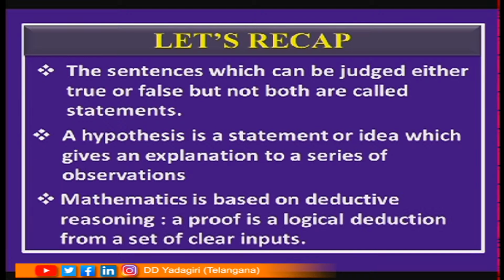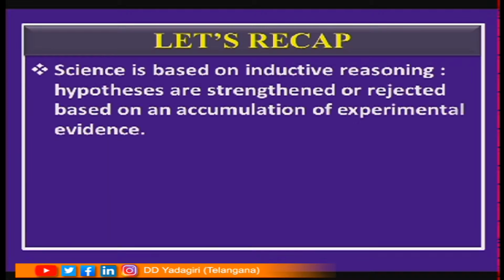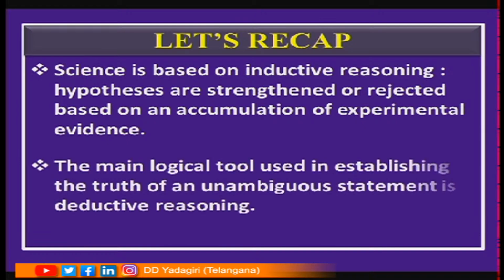Mathematics is based on deductive reasoning, and a proof is logically deduced from a set of clear inputs, whereas science is based on inductive reasoning. Hypotheses are strengthened or rejected based on accumulation of experimental evidences. The main logical tool used in establishing the truth of an unambiguous statement is deductive reasoning.